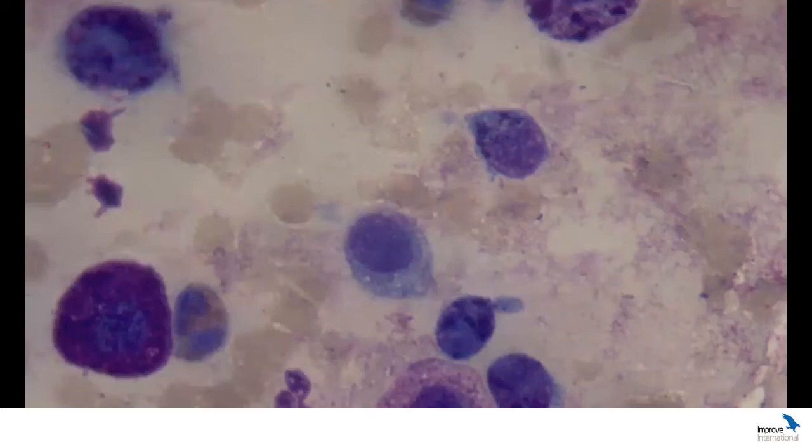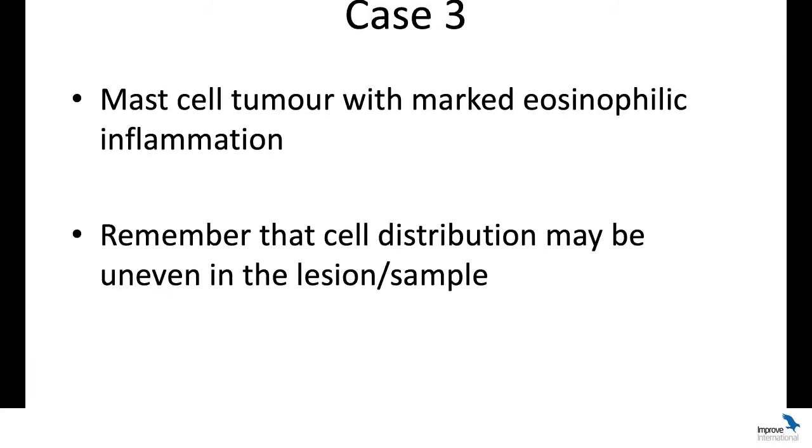Also remember that with the rapid stains, the mast cells tend to not stain the granules as well, but that means that it will be easier to identify these features that might indicate the high-grade mast cells, such as the variability in the nucleus, the different numbers of nuclei, the presence of nucleoli, so all of those. So case 3 was a mast cell tumor with marked eosinophilic inflammation, and it was put here as a reminder that cell distribution may be uneven in the lesion or the sample, so we really, really must look at all slides and all areas of the slides.